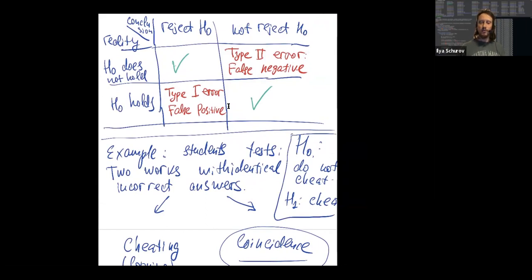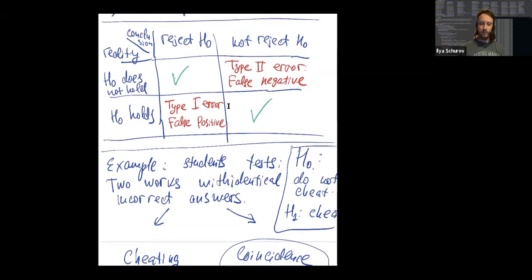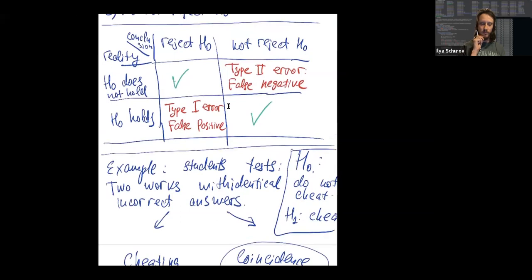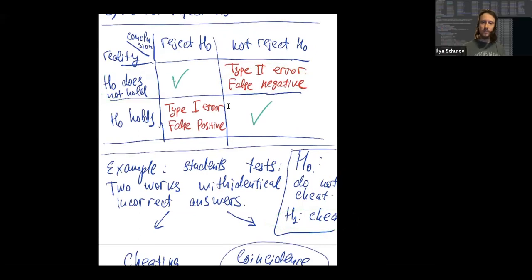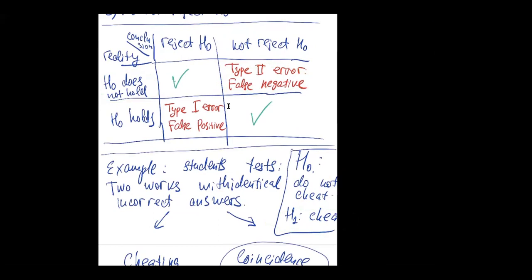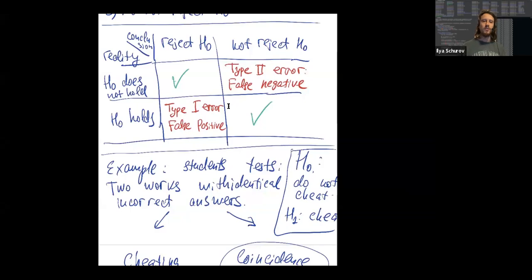And what is type 2 error in this case? So type 2 error is this false negative. H null does not hold. So it means that an alternative holds. They told them that they didn't cheat, but actually they cheated. Yeah, I missed some cheating. So the students violated academic ethics, but I don't have enough evidence to show it, and this is also an error.